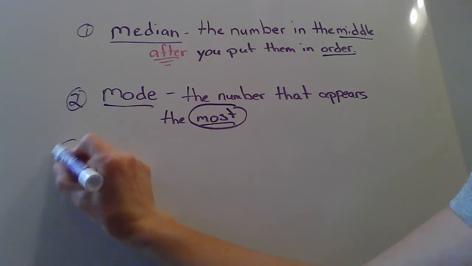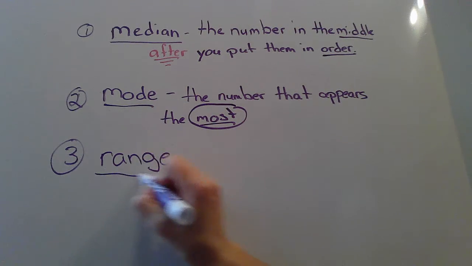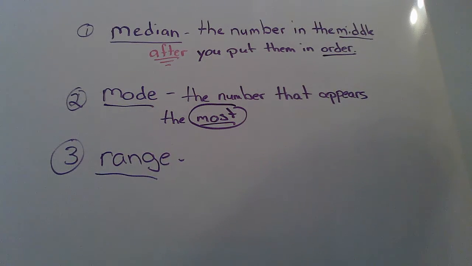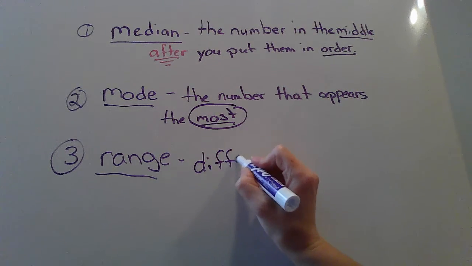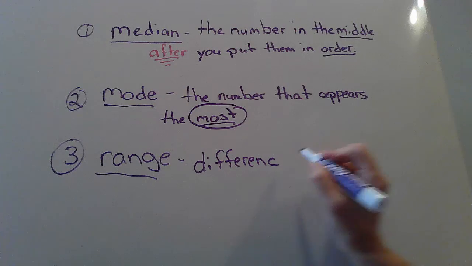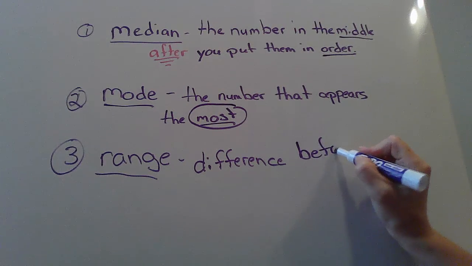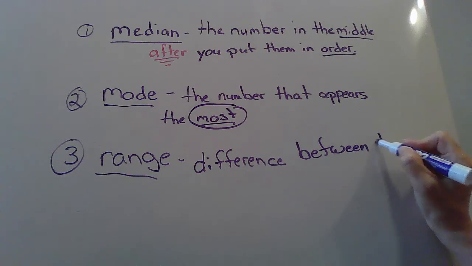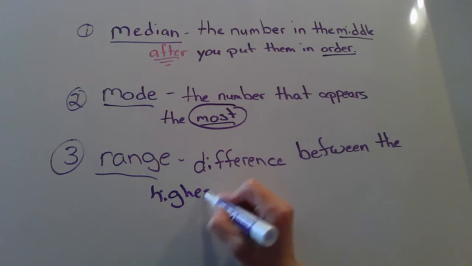The last one you have to do is range. Okay, when you're trying to find the range, it is the difference between the highest number and the lowest.